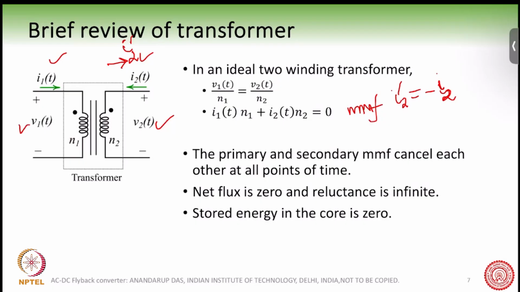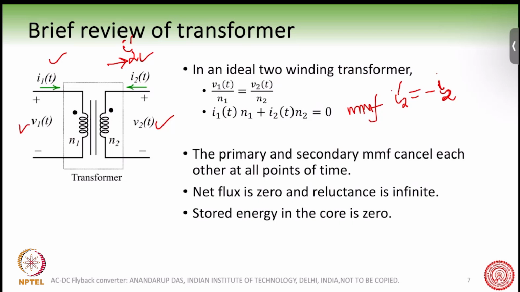Okay, so I2 dash is minus of I2, right? The direction is the other way. Remember the dot convention. The dot convention says that at the dot terminal, both the polarities V1 and V2 are identical. So that is the one property of the dot terminal.